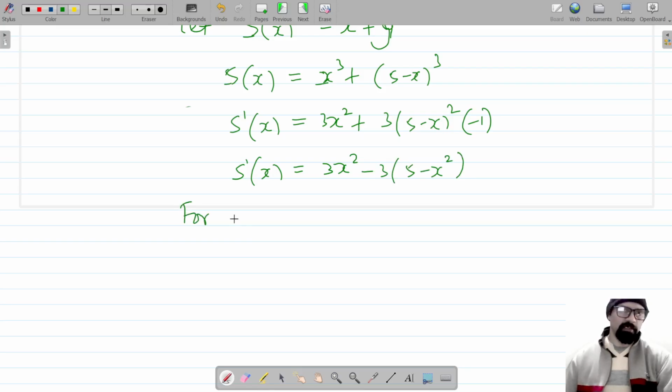अब हमें ढूंढने पड़ेंगे क्रिटिकल पॉइंट्स, मतलब वो पॉइंट जहाँ पे वो x और y की वैल्यूज जहाँ पे सम लीस्ट होगा उन्हें बोलेंगे क्रिटिकल पॉइंट्स.